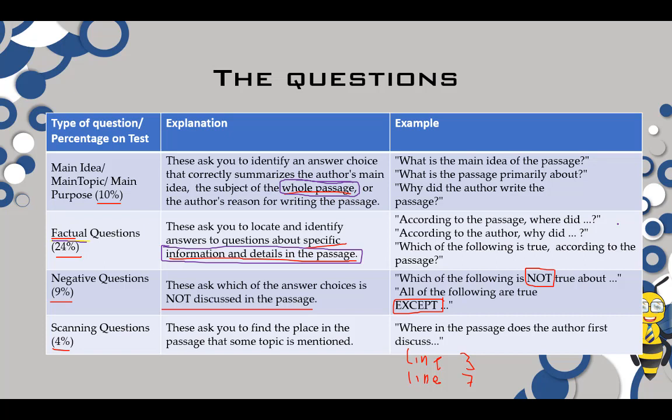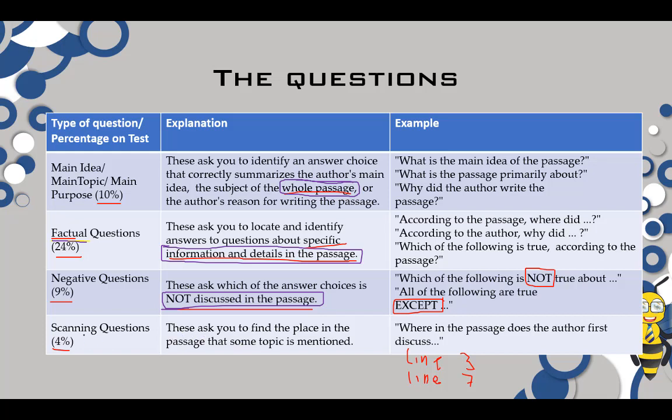Now, negative questions, as I said, are not discussed in the passage. These answers are not mentioned in the text. So the questions might be like, which of the following is not true about the reading? Or, all of the following are true except... You must identify which one was not mentioned in the lecture.